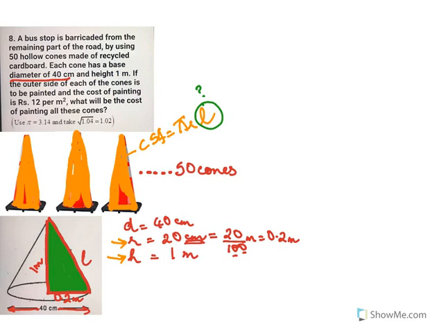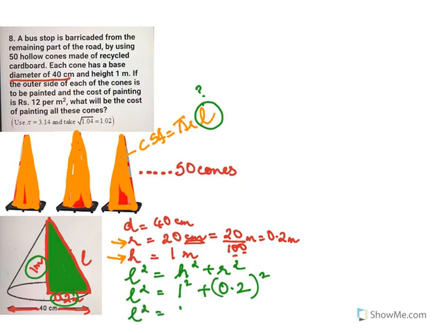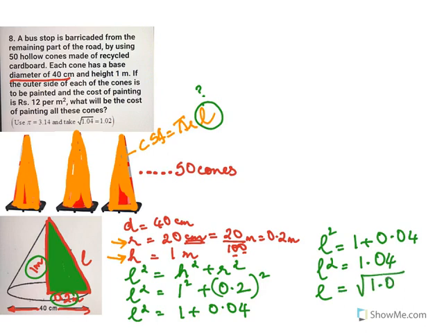So let me use Pythagoras theorem. We know L square equals H square plus R square. And the L square, your H is here 1, your R is 0.2, 0.2 the whole square. So your L square is 1 plus 0.04. Hope you know how to multiply 0.2 into 0.2 to find 0.2 square. So L square is 1.04. L is under root of 1.04.